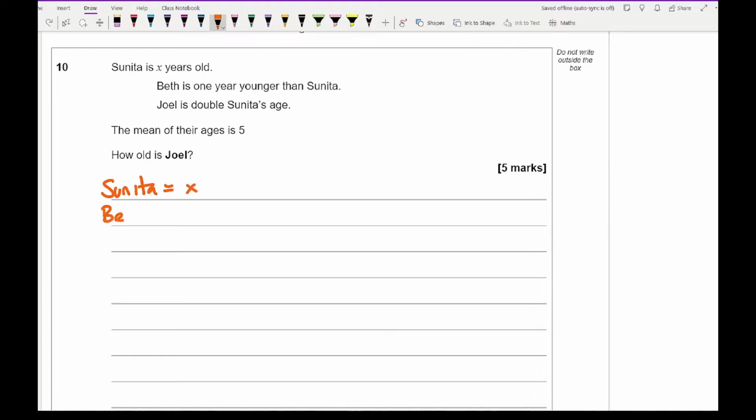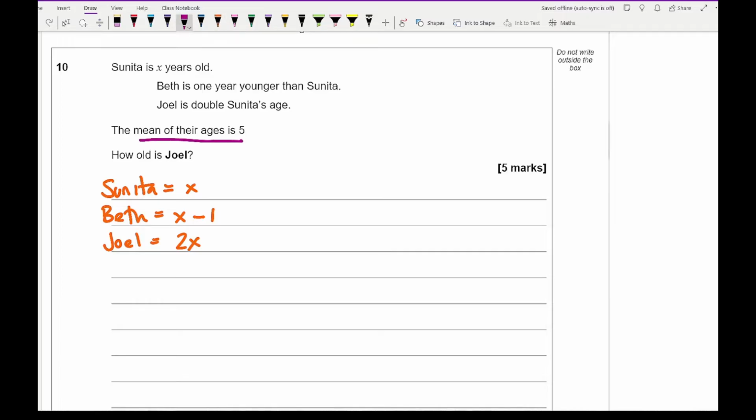So if we write Sunita equals X, then Beth, who is 1 year younger, is going to be X minus 1, and Joel, who is twice the age of Sunita. Well, if Sunita is X, then Joel is going to be 2X years old. Then to work out the mean, which is using this.